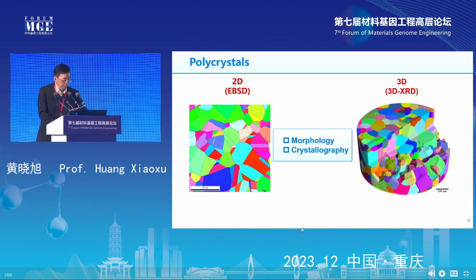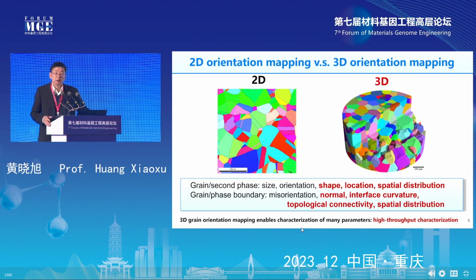So we need 3D techniques. In particular, in materials science we are trying to establish the correlation between structural parameters and properties. Without complete characterization of the structural parameters, we cannot establish a precise correlation between structures and properties. From a 2D technique, in many cases we cannot get complete characterization. For some parameters, such as those listed in red here for polycrystals, we cannot simply obtain them from 2D techniques. We need 3D techniques.